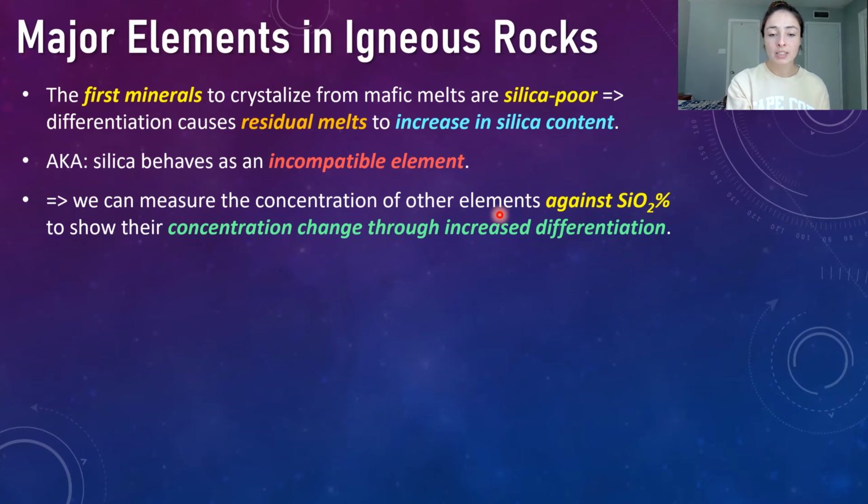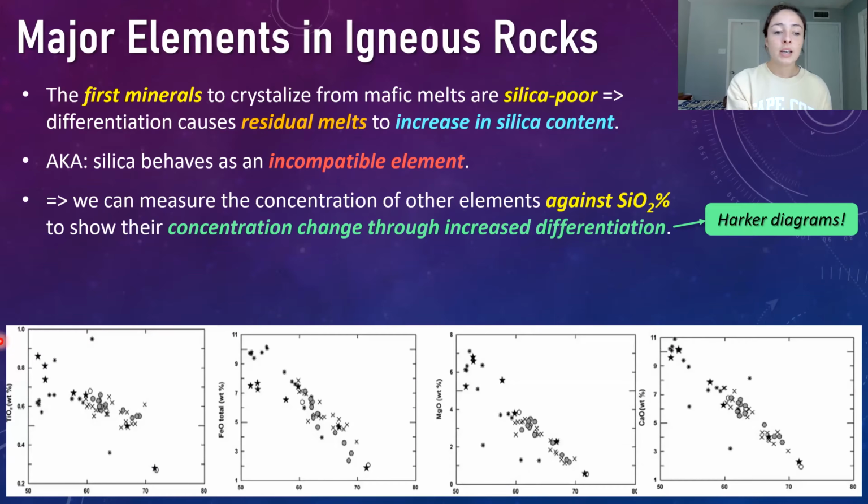What do we mean by this? Well, if we look at something called Harker diagrams, we can see that, for example, these element oxides, like we said we were going to look at the relative abundances of, we can see there's titanium, iron, magnesium, calcium oxides in these diagrams, and they're all plotted against the x-axis, which is silica weight percent. And this is 50 to 80% down here.